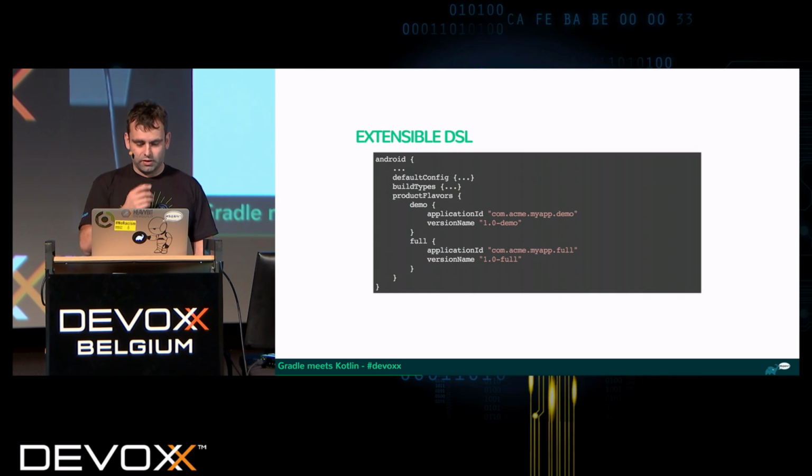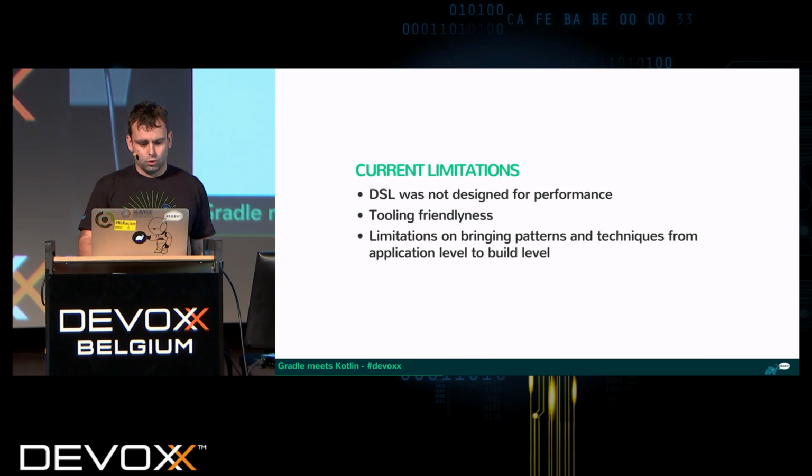So that's how it would look. With Android, that Android block here is completely coming from an external plugin, nothing we create in the Gradle code base. So you have a declarative build script where you define different product flavors, different build types, all that kind of stuff. So the DSL needs to be able to deal with that kind of stuff. But what are the current limitations of that?